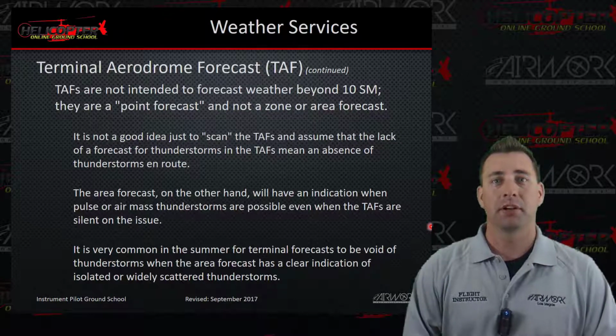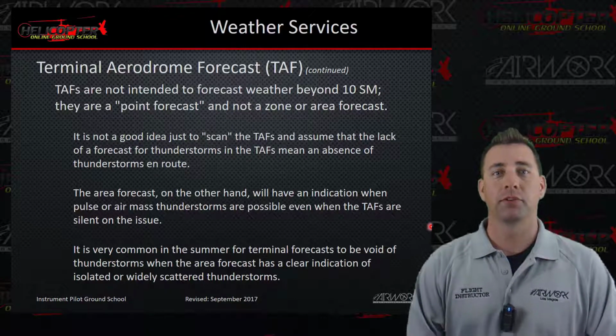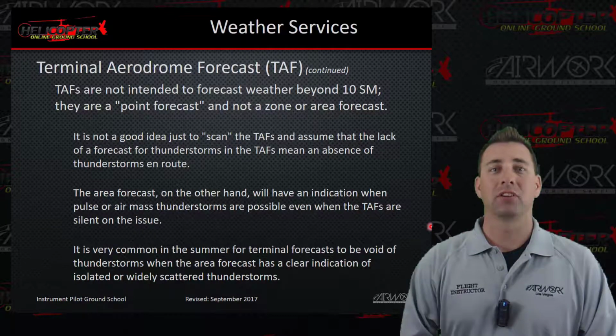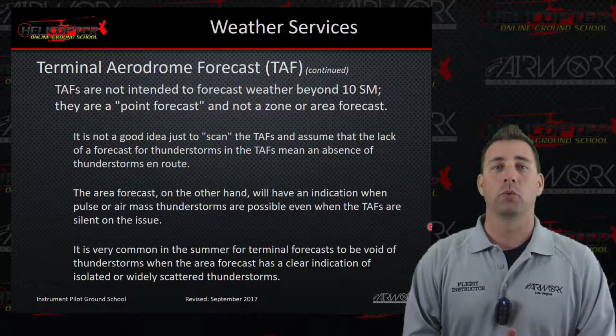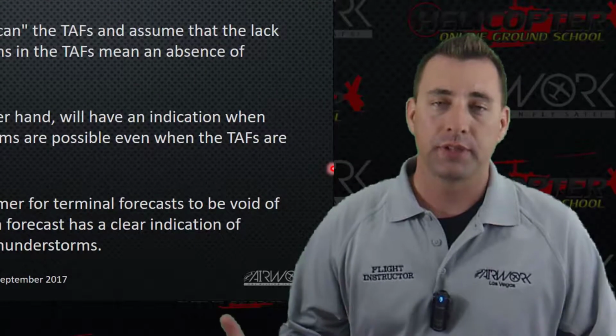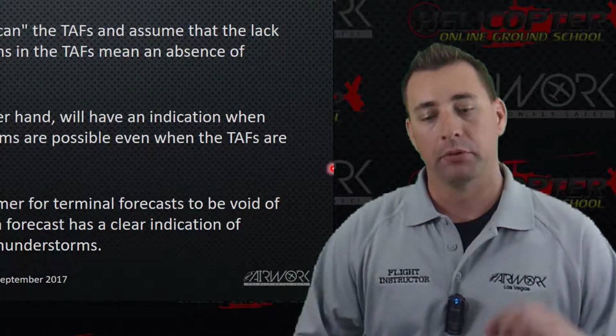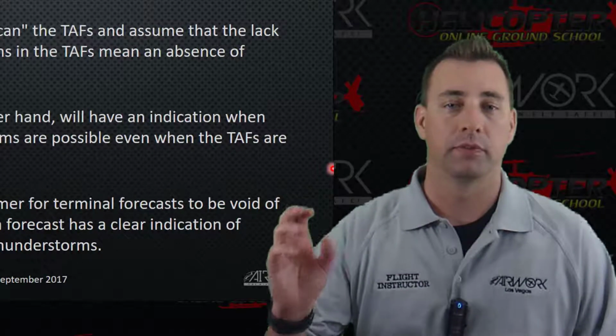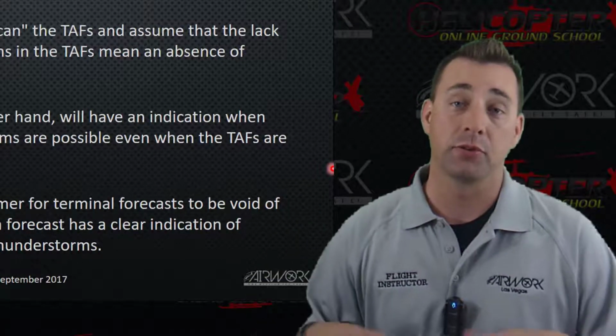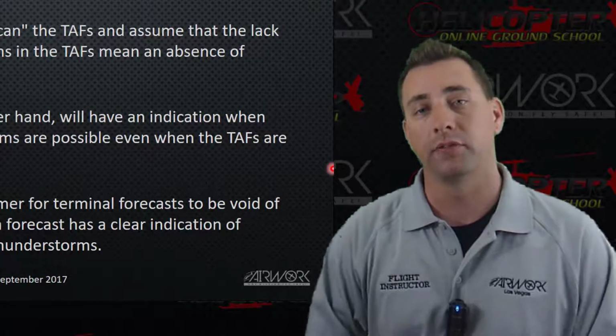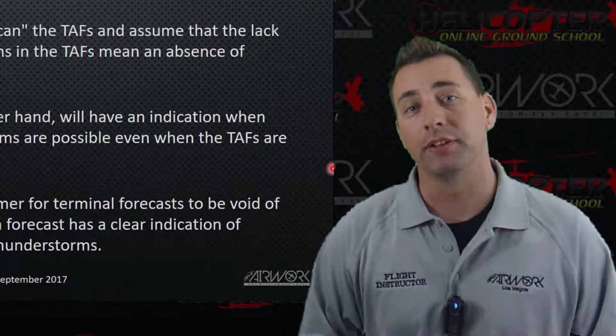It is very common in the summer for terminal forecasts to be void of thunderstorms when the area forecast has a clear indication of isolated or widely scattered thunderstorms. So take that in for example around here. We've got McCarran, we've got North Las Vegas, we have Nellis Air Force Base, and then we have Henderson. So there's several airports all around the Las Vegas area. Each one of them issues a TAF.